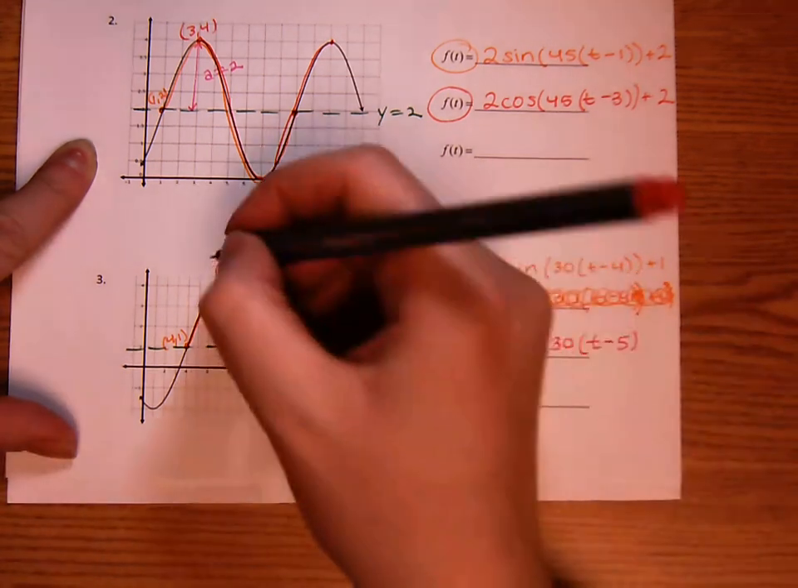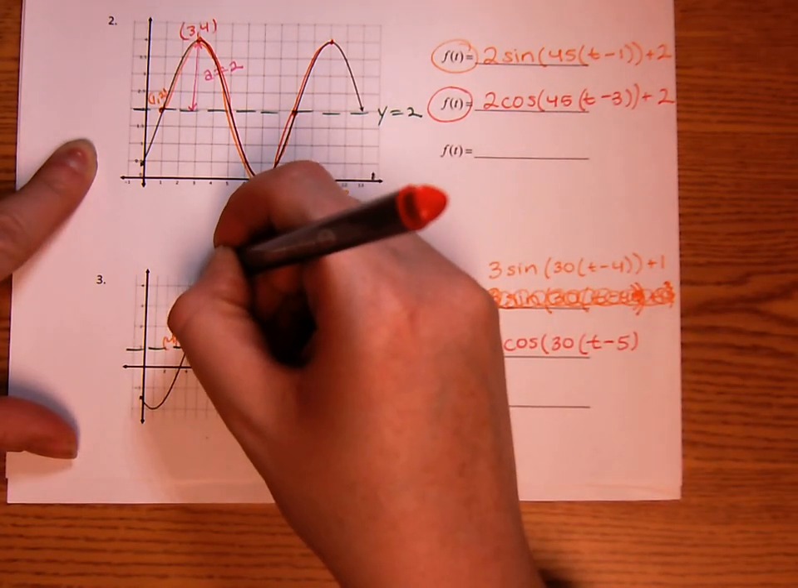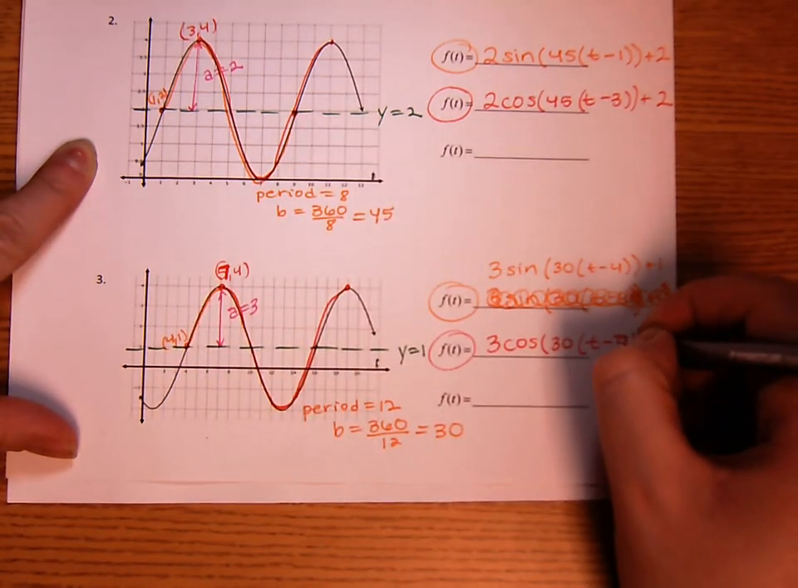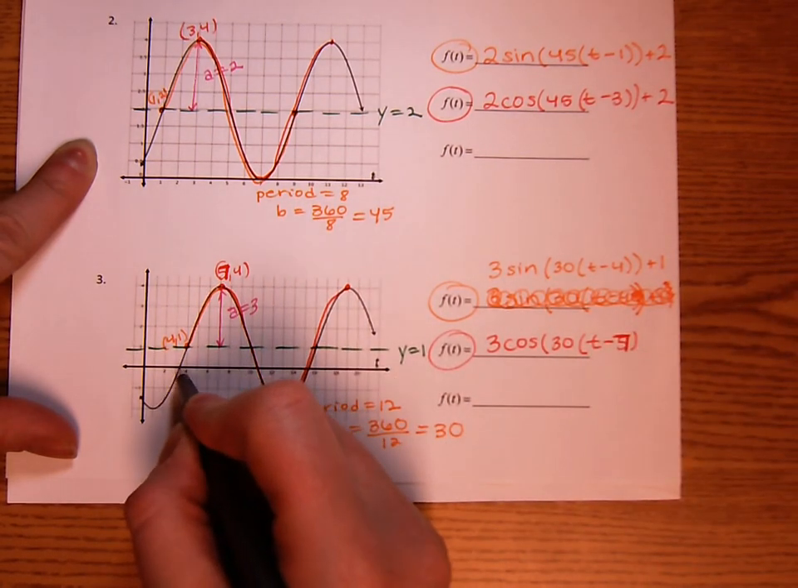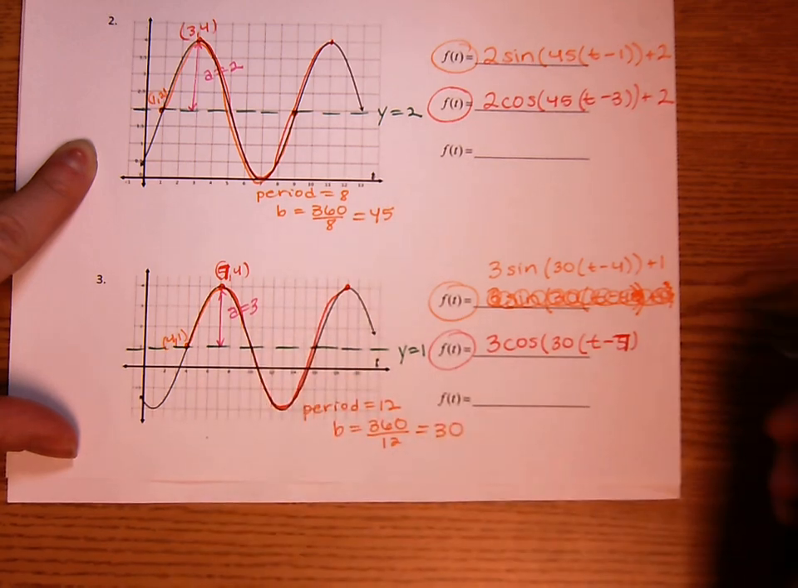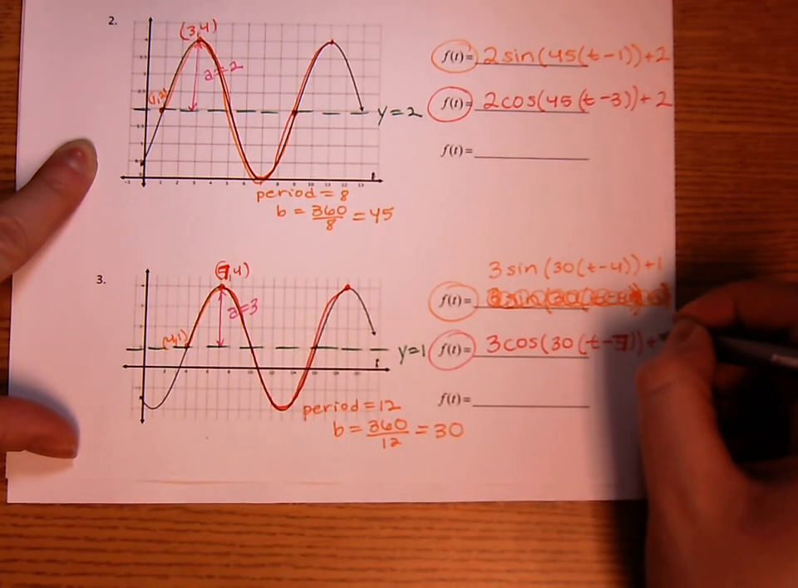Oh, you know what? That actually is 7. Oh boy. Starting to mess up a lot here. Sorry, guys. So 3 cosine 30(t minus 7). 1, 2, 3, 4, 5, 6, 7. Just want to double check. Okay, and then plus 1.